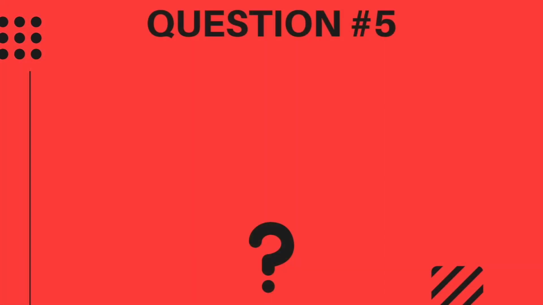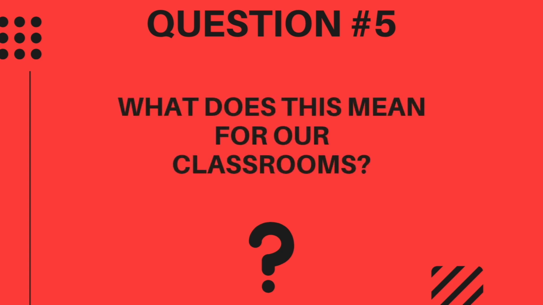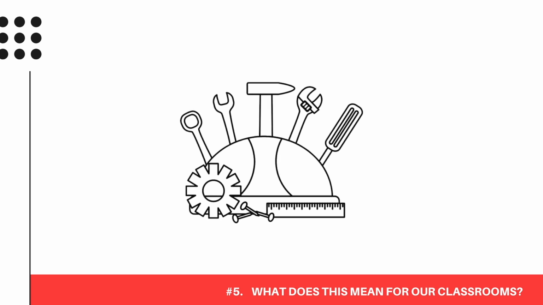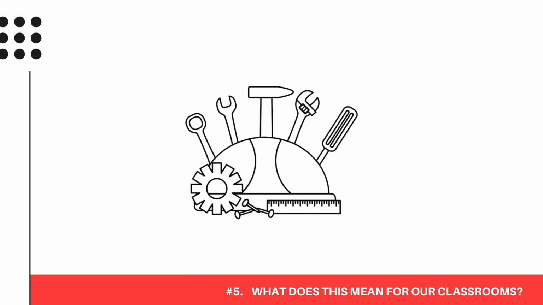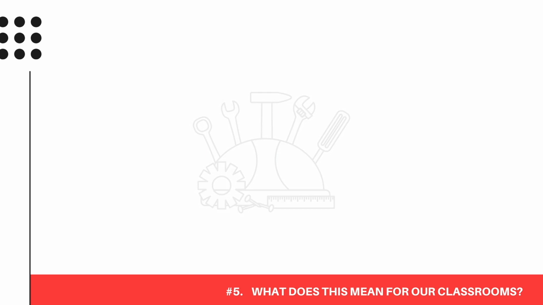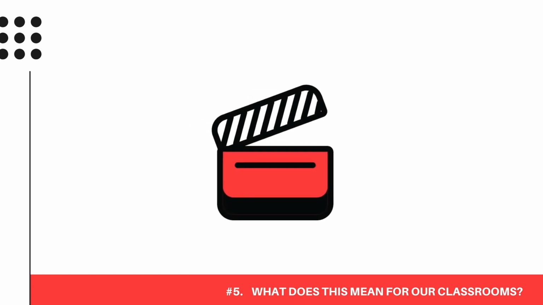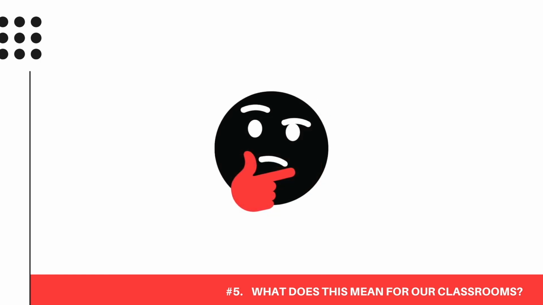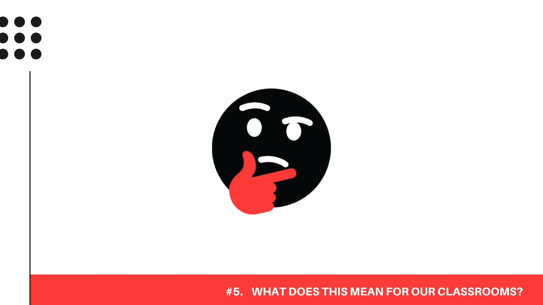Question number 5. What does this mean for our classrooms? What we have heard is that simply selecting texts in a new way won't change outcomes for our learners that are marginalized unless we change what we are doing with the texts in our classrooms. We need to teach students to think critically about what they read, watch, and listen to.